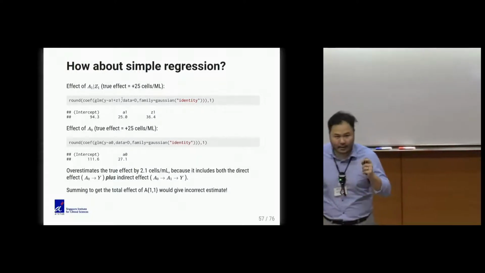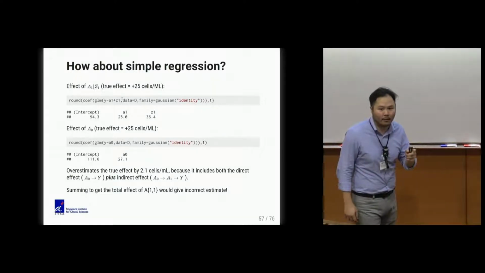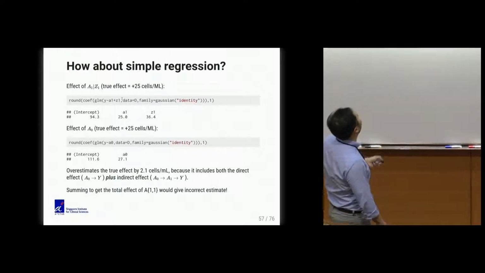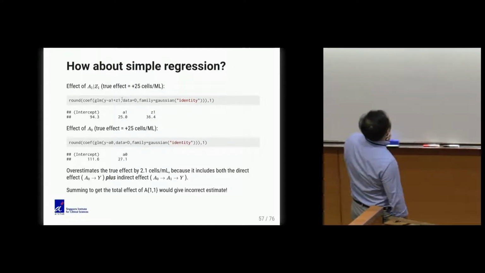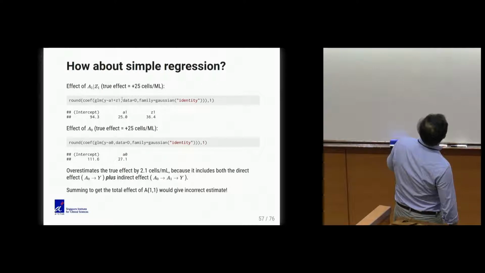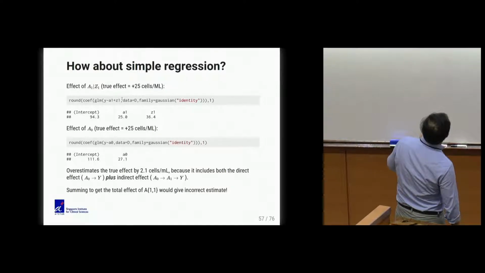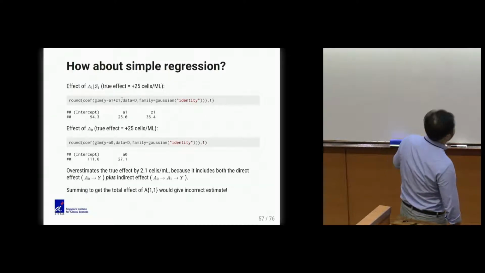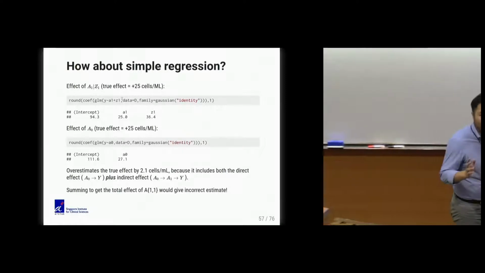So we know that we're estimating the effect at A1. We can do it by conditioning on A0, on Z1, because it's the only thing that goes into Z1, and it effectively blocks the path, the backdoor path. So if we model Y on A1 and Z1, we get that the parameter here is 25. So that's correct. So for A1, we're okay.